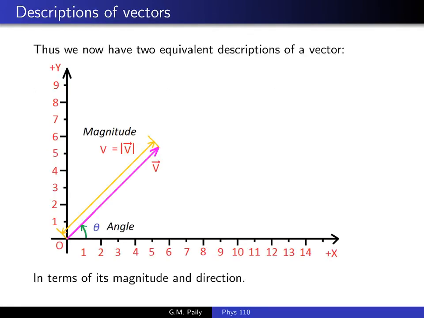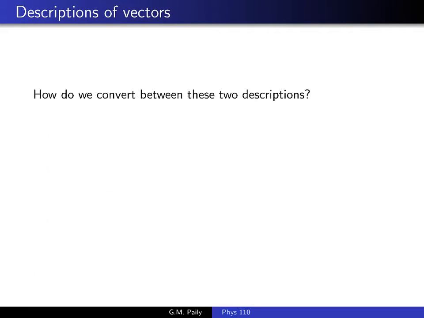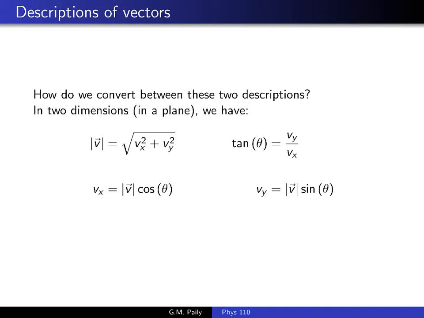So now we have two equivalent ways of describing a vector. We can talk about its magnitude, that is its overall length, and the direction, which is, say, the angle it makes with the x-axis. Or we can talk about its x component and its y component. How do we convert between these two descriptions?